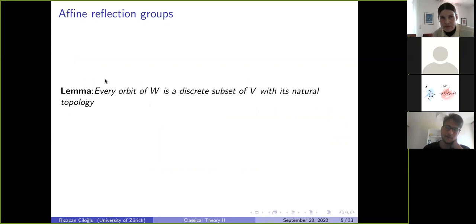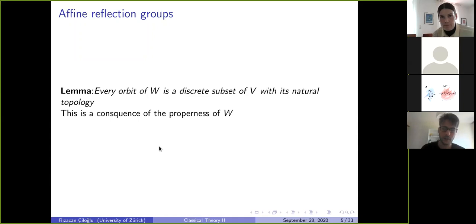The first lemma we start with is that every orbit of W is a discrete subset of V with its natural topology. I won't go into the details of the proof, but I want to give the idea. Since this is a metric space, actually a normed space, you can pick a compact set around the point and then look at the image of the compact set with respect to all of the elements of W. Only finitely many of them will intersect. Then you can find an open set inside that compact set, so only finitely many of these open sets are now intersecting. Since there are finitely many, you can just shrink them so that none of them are intersecting. So it will be a covering of the orbit, and therefore it will be discrete. This is a direct consequence of the properness.